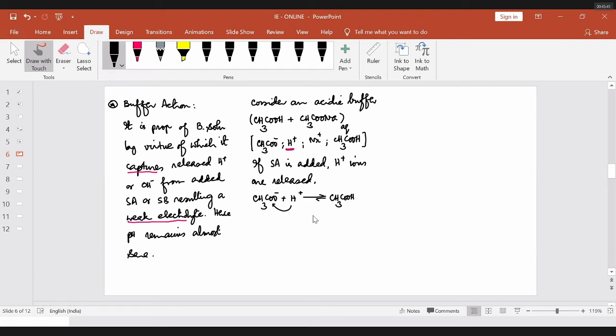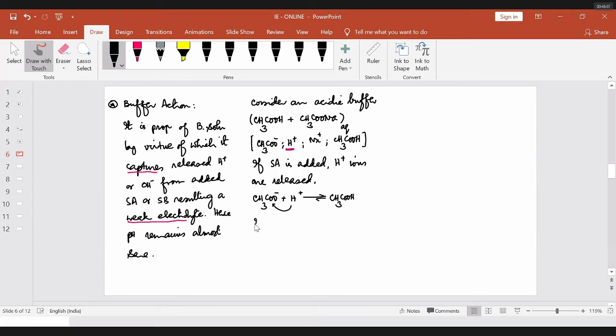But who is that other fellow? He is capturing and he is not allowing them to go out. Weak electrolyte is formed, not allowing to go out. Therefore, buffer action is a combination of two terms. One is we have to capture the H+ ions released from the added strong acid, and then we have to result in the weak electrolyte. Therefore, this implies pH remains almost the same.